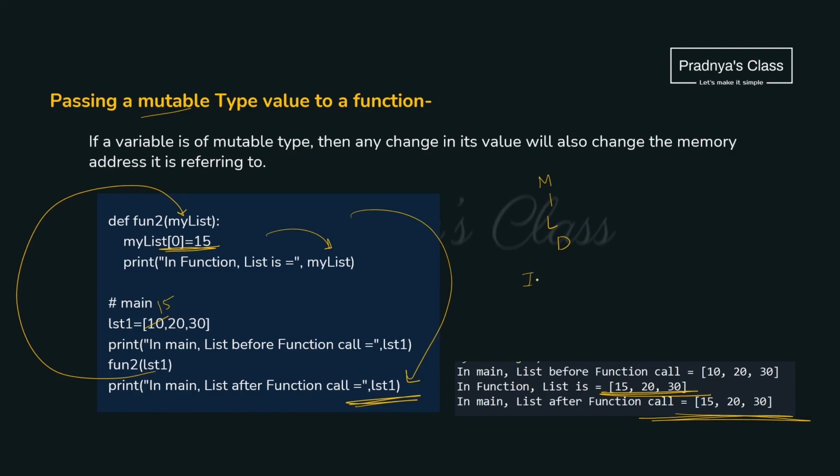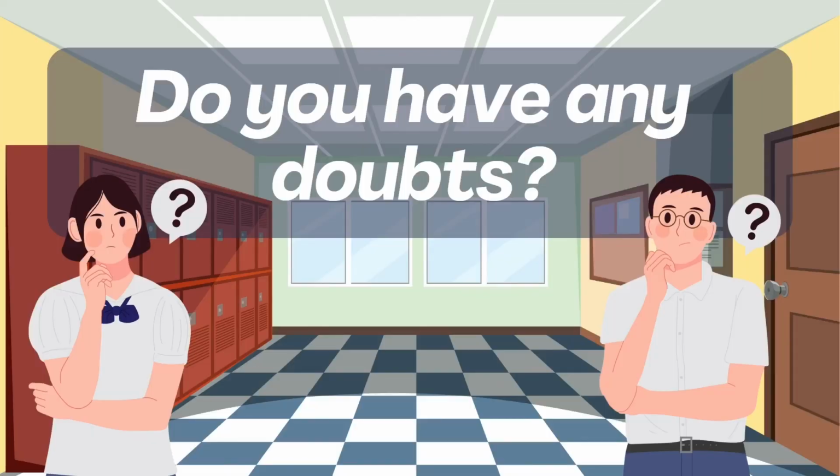So let's summarize. If we pass immutable data type, the changes in the user defined function will not reflect back to main. Whereas if we are passing mutable data type, the changes of the user defined function will reflect back to main. It means what changes will reflect back depending on the data type. Hope you understood this concept. It is very important. Alright, we are done understanding the theory of function.